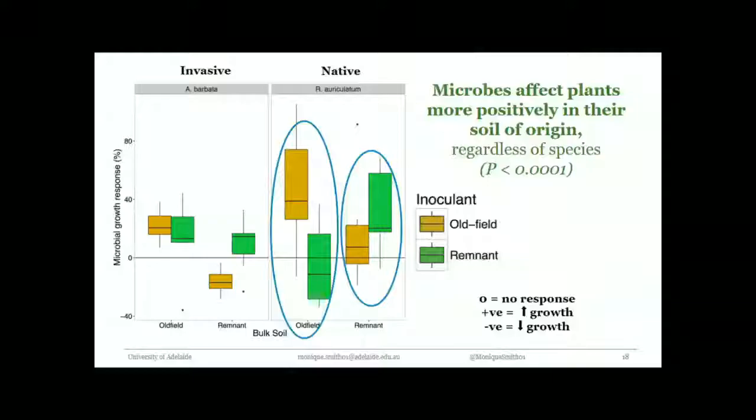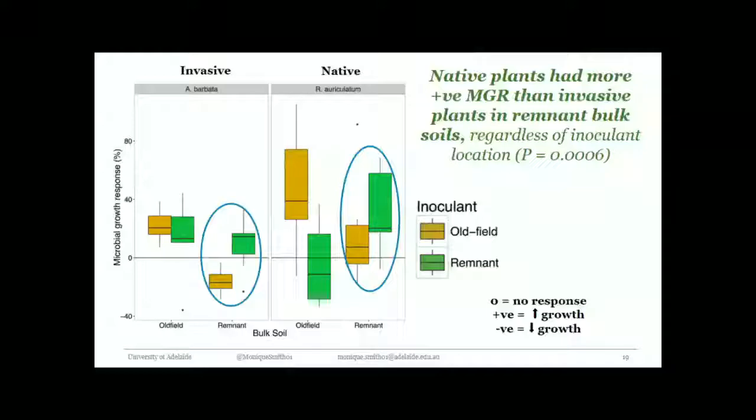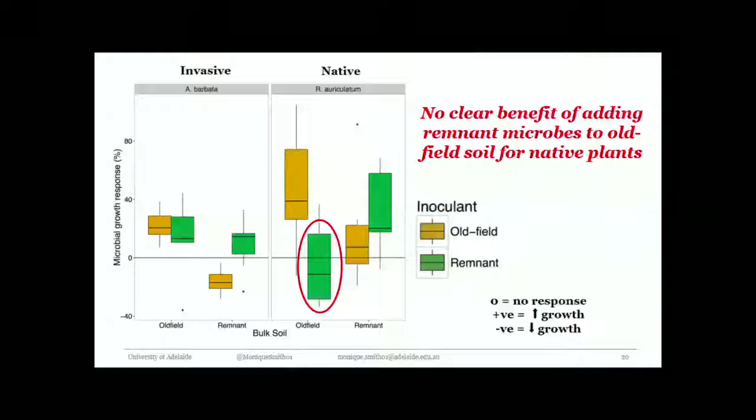I also found that native plants had a more positive growth response than the invasive plants when in remnant bulk soil. So this is regardless of what microbes were added. But yeah, you can see here that quite clear there's a negative growth response in the weed when in the remnant bulk soil. But importantly, there was no clear benefit of adding remnant microbes to the old field soil for the native species, which is what we wanted for restoration.